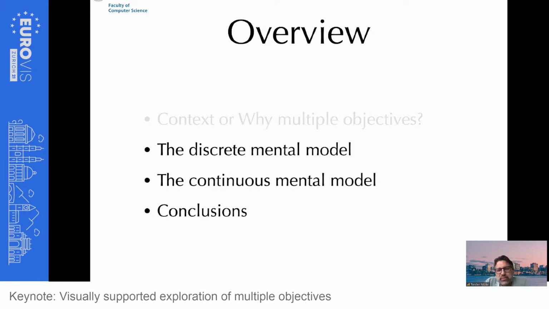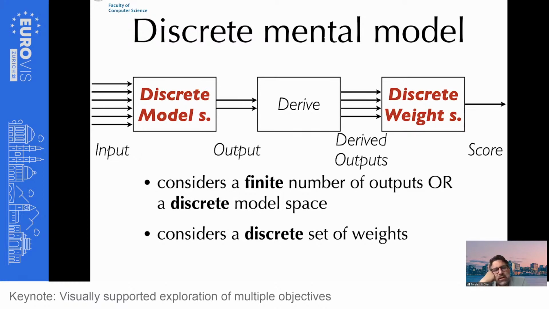So I now want to focus on the discrete mental model first. In a discrete mental model, we actually have a discrete model space. There might be several different models to consider, but a finite and discrete number. And I might consider just a finite set of weights that allow me to come up with a particular score. So we consider a finite number of outputs or a discrete model space, and we consider a discrete set of weights.